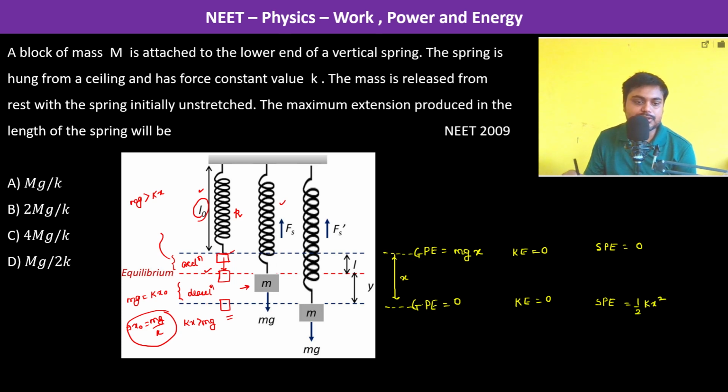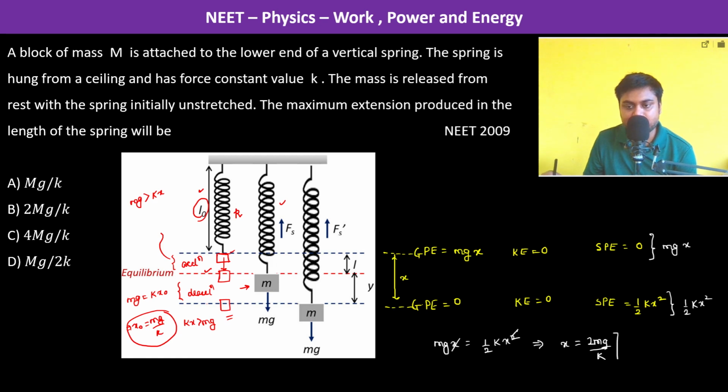Since the total energy of the system has to be constant, summing all of them, the total energy here is mgx. Here the total energy is half kx square. So mgx should be equal to half kx square. The x cancels, therefore x is equal to 2mg by k. So the stretch will be 2mg by k. Therefore option B is the correct one.